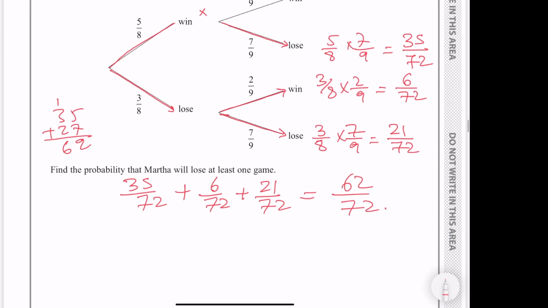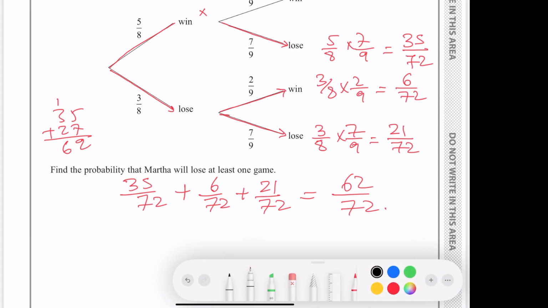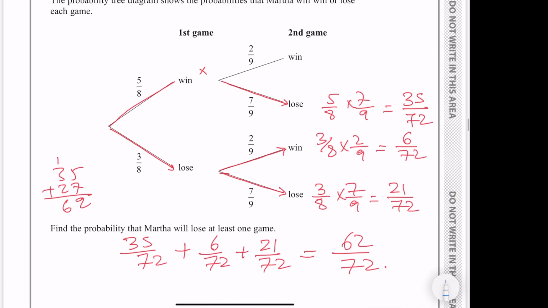Right, so you can also do the question in a different way. You can also just work out the probability of win and then subtract it from 1. So let's do it in blue here. So probability of win and win means times, so 5/8 times 2/9, that is 10/72. And then all the probabilities add up to 1. So you just have to do 1 minus 10/72 to get the probability of losing at least one game. So look, we got the same answer.